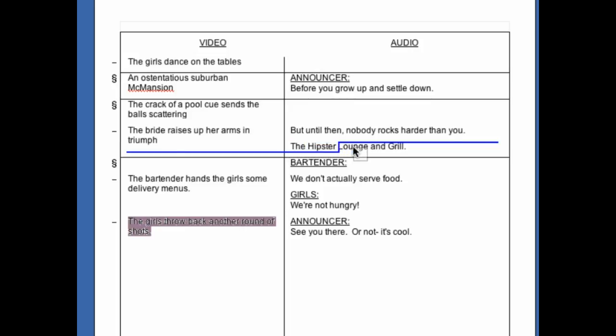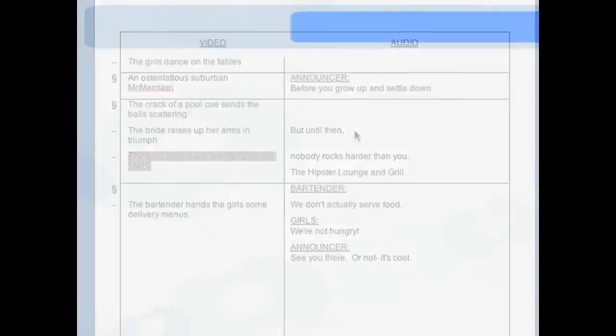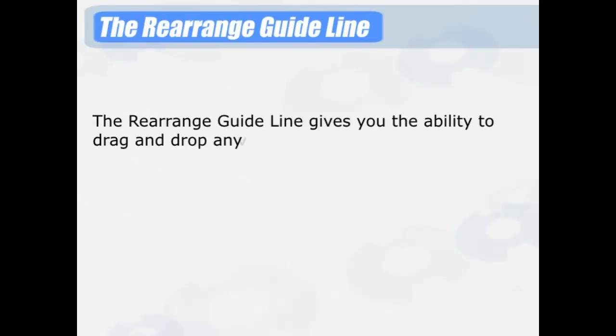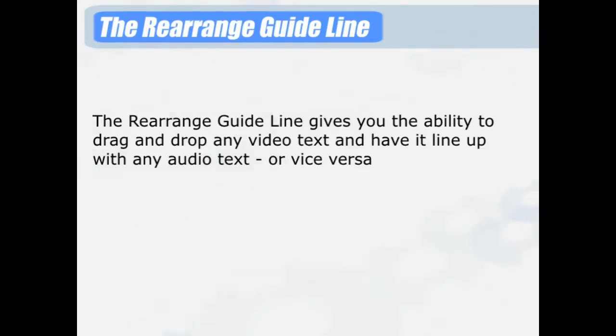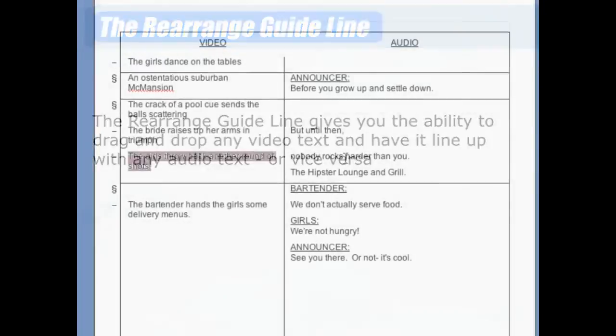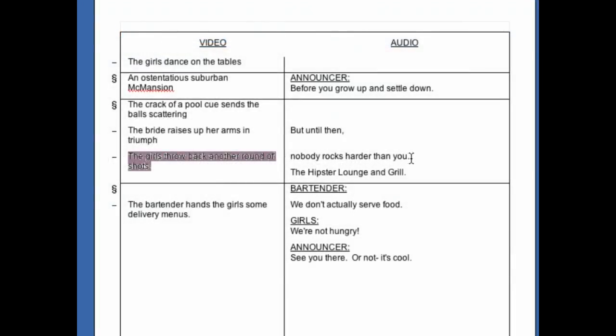And using this, I can place my video anywhere I would like to, and I can even split a line of dialogue. I'm going to let go of the mouse button to show you what will happen. As you can see, my video element has now moved to another shot and is now lined up with a piece of dialogue that was previously associated with the previous shot. I did this using the rearrange guideline.